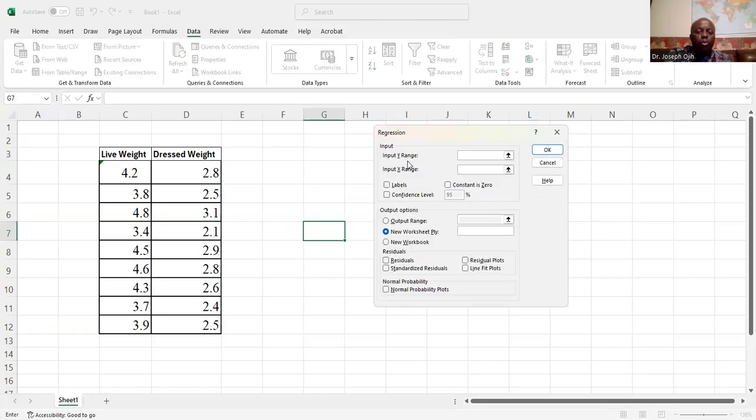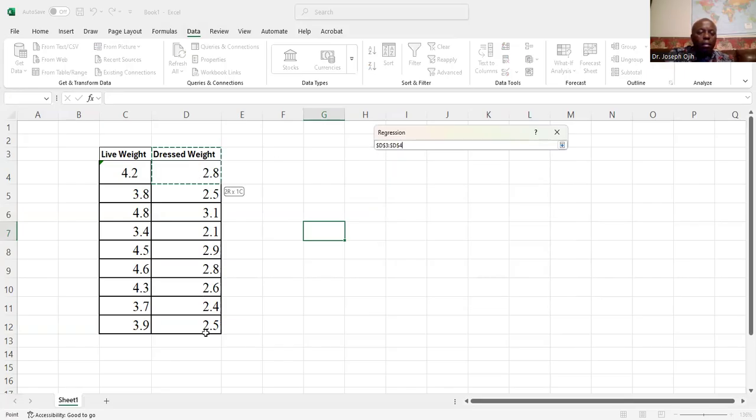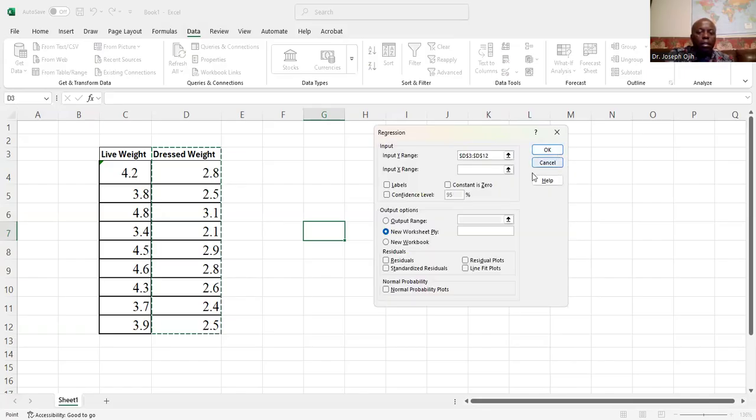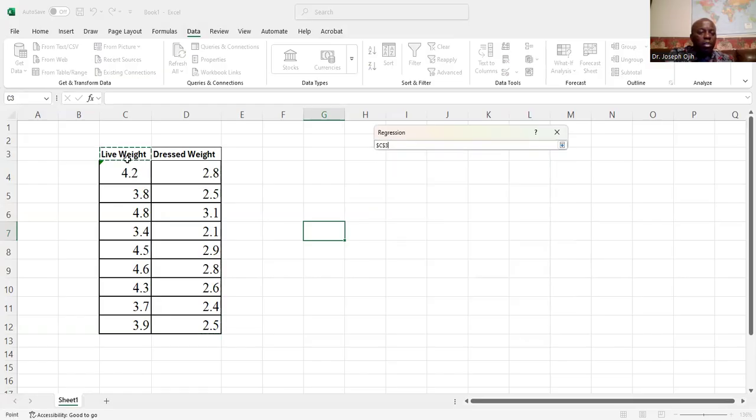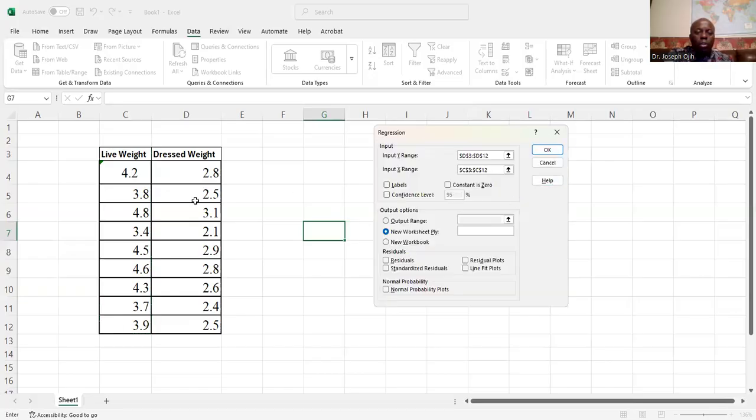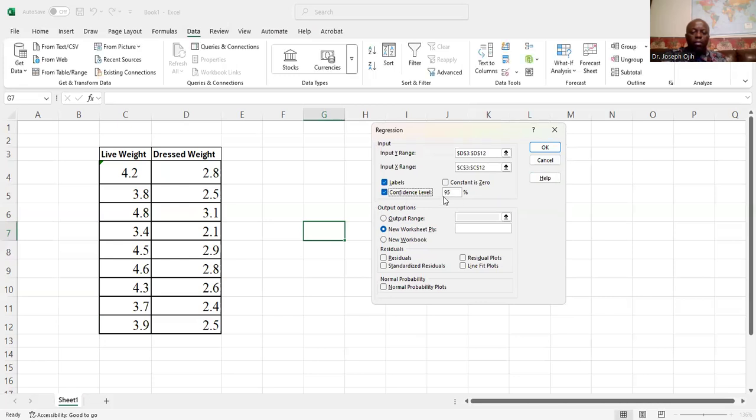You see where it says Input Y Range. The Y range is the dress weight, so click on this and highlight it from here. Then for Input X Range, click on this and put in the X range. I clicked on the title when I was selecting each of them, so I'm going to check Labels. It said alpha was 0.05, which is the same as 95% confidence. So I'm going to check this. See, it's 95, so that means your chance of being wrong is 5%, which is the alpha.